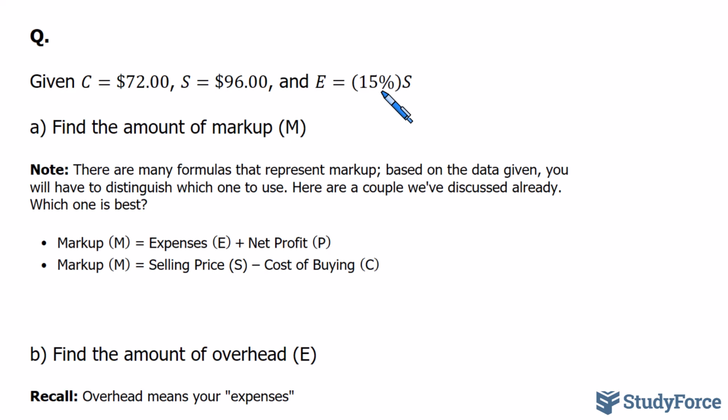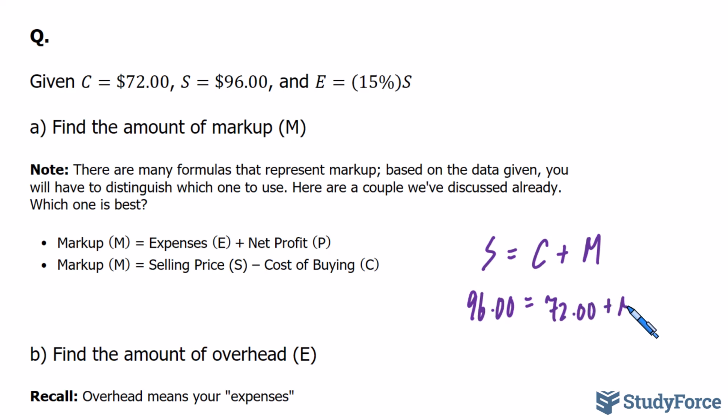Now remember, there are multiple ways that we can represent markup. And one of those ways is by using the formula S is equal to the cost plus the markup M. Now we already know the selling price, it's $96. And the cost is given in the question as $72. So all we have to do is rearrange this formula for M and we get our answer. If we take this term over to the other side and subtract, we end up getting 24. So $24 is the markup in this particular problem.